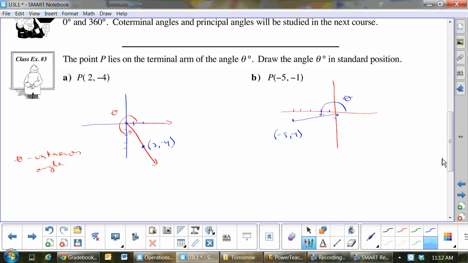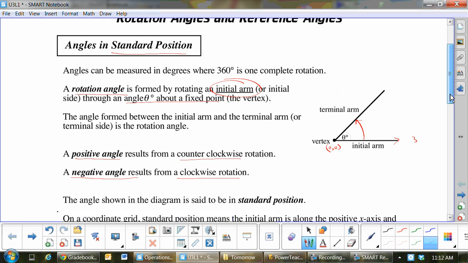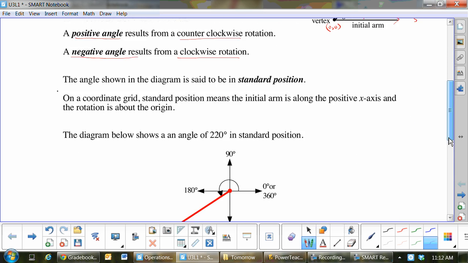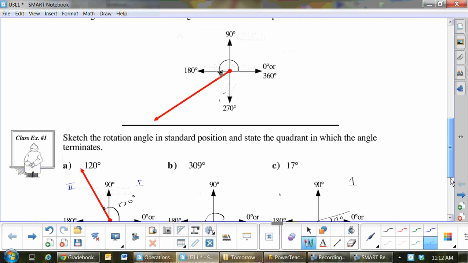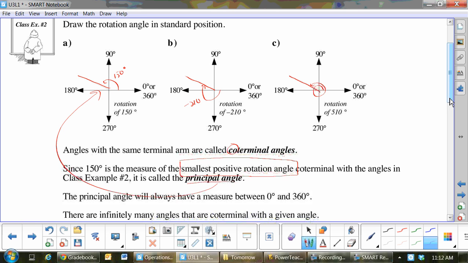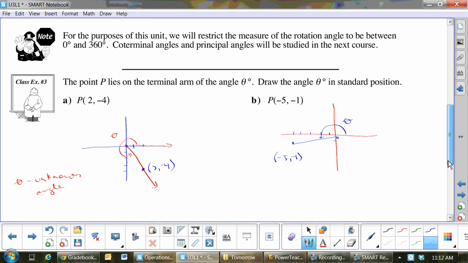Okay? So, I just want you to see all the definitions we have to know now. We need to know rotation angle, initial arm, terminal arm, vertex, positive angle, negative angle, what standard position is. Okay? I need you to know your 4 quadrants. I need you to know what coterminal angle is. I need you to know what a principal angle is. And I need you to know how to plot coordinates. That's in 2 pages, okay? This unit is thick with new stuff. So a study sheet is going to be imperative, okay?